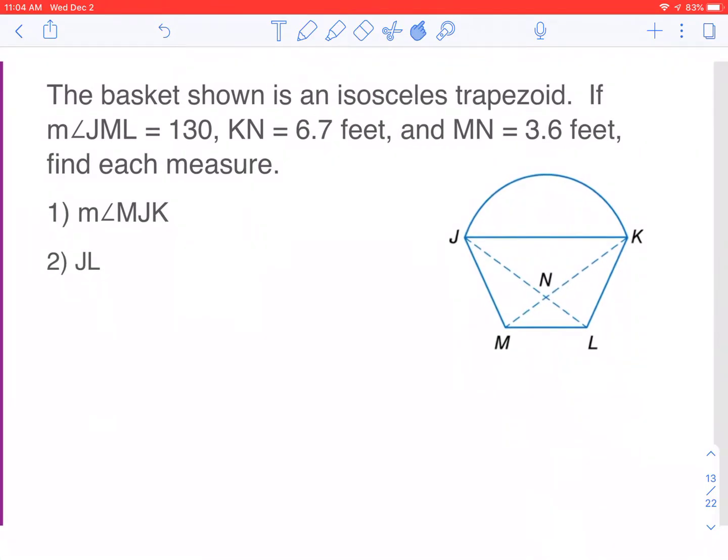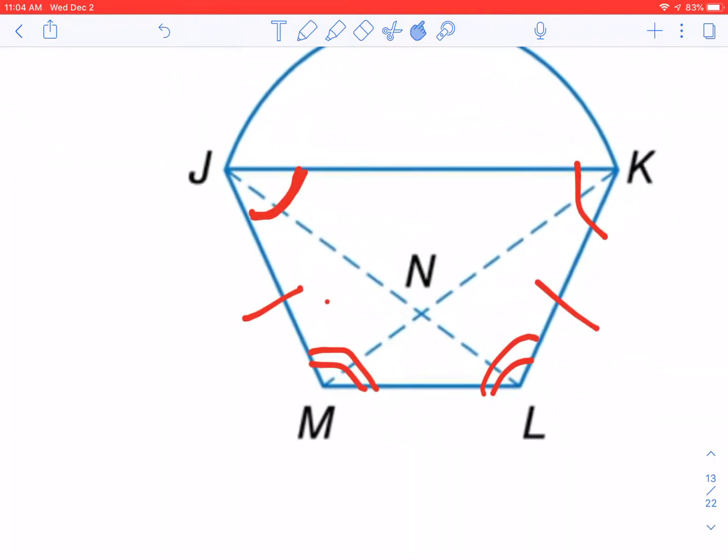All right. We're trying to find the measure of MJK. We are trying to find this right here. JML, this is isosceles, by the way, so I'm going to mark this. I know these are congruent, and I know these are congruent. So the measure of JML, I am going to draw this here. This is 130, which means this is 130. And I know those two other are going to be the same.